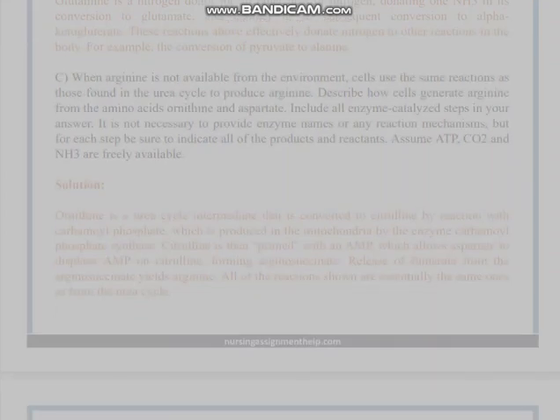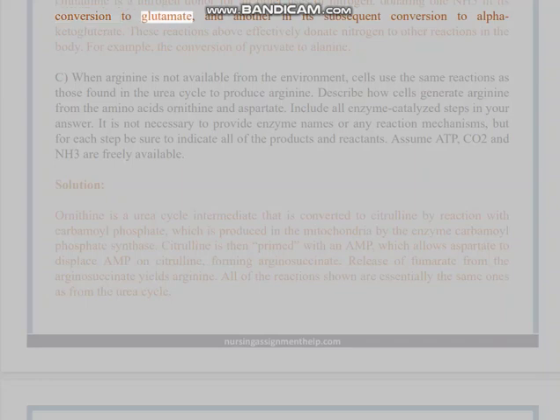Glutamine is a nitrogen donor for all other uses of nitrogen, donating one NH3 in its conversion to glutamate, and another in its subsequent conversion to alpha-ketoglutarate. These reactions effectively donate nitrogen to other reactions in the body. For example, the conversion of pyruvate to alanine.